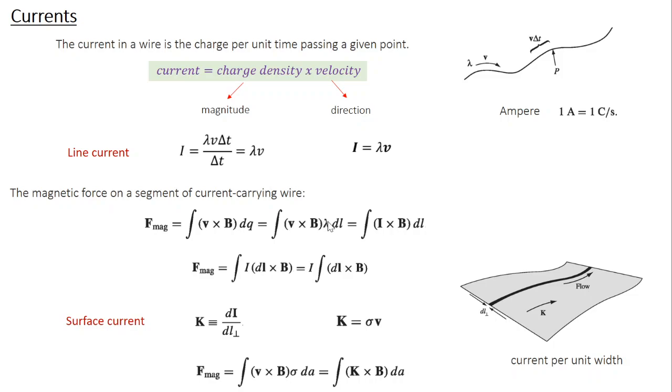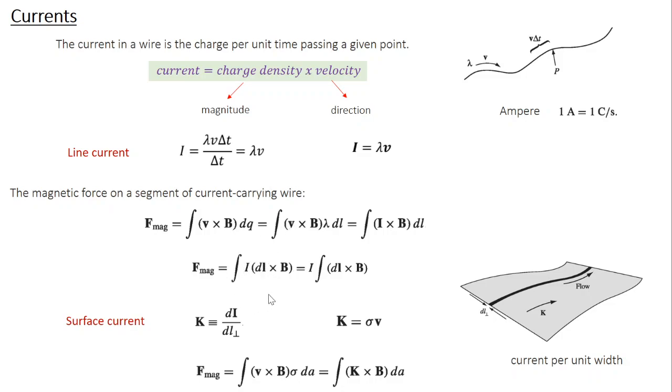Since V into lambda is nothing but current, I can write it as integral I cross B dl. Now here, the current is a vector, dl is a scalar. But if you look at this diagram, current flows along the wire, right? So the direction of the current as well as the direction of the wire, dl, both are the same, which means I can interchange these two and write F magnetic equal to integral scalar I into dl cross B. So basically I am interchanging this scalar and vector because both of them have the same direction.